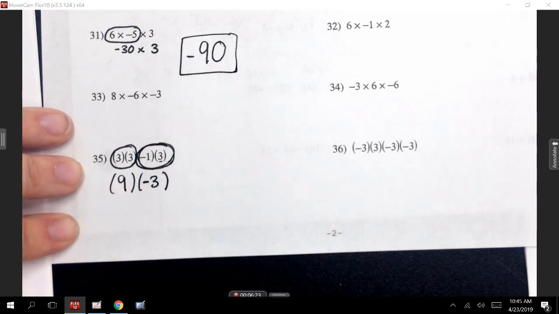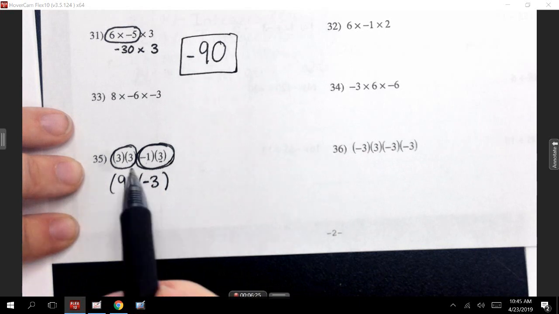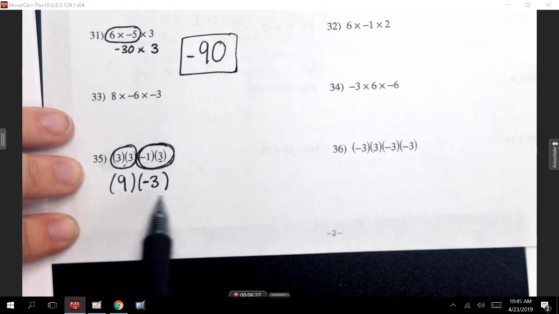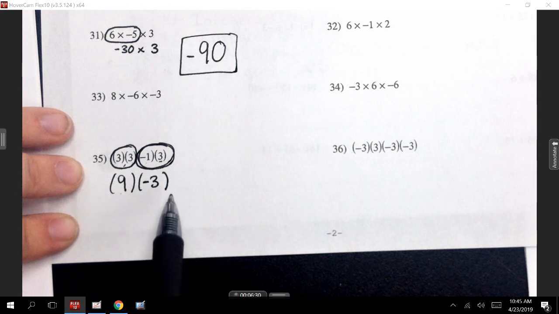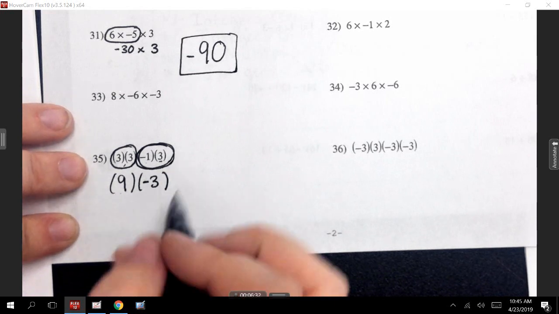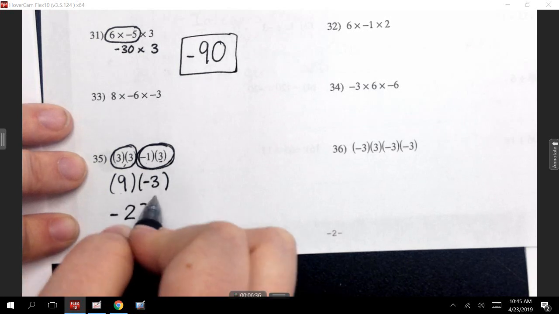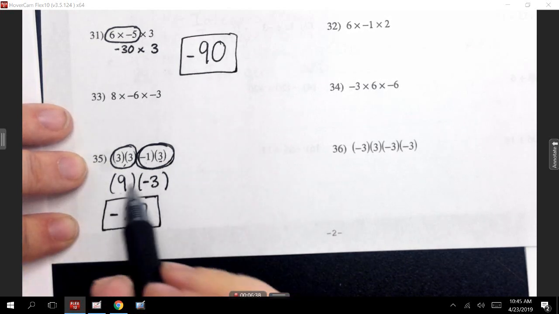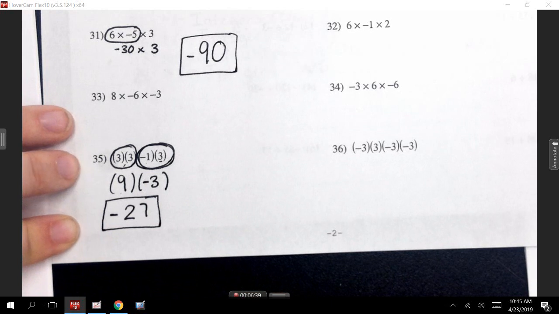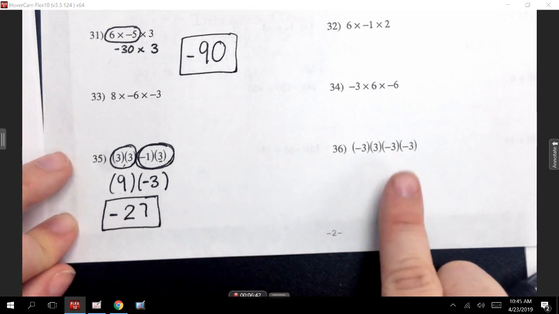Now, how many numbers are there? 2. Do you see how I did 2 together, 2 together? Now I have 2 still left. So, Anahi, when I multiply 9 times 3, what do I get? 27. And she said it was a negative. Why was it a negative, Anahi? Different signs. All right, so you would work out 36 like that.